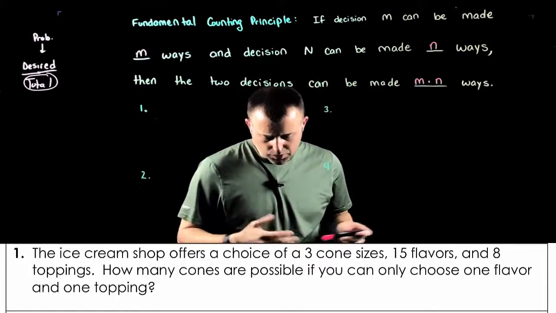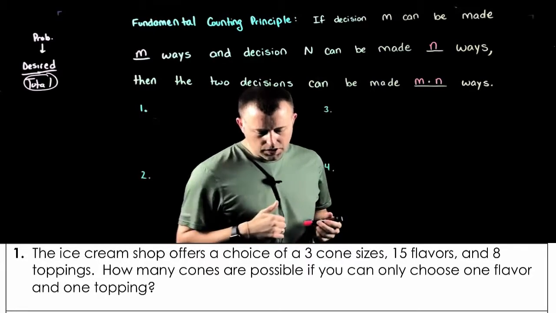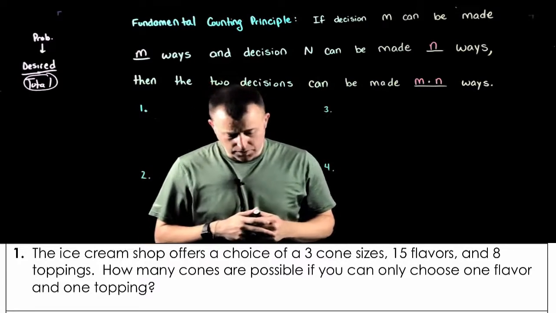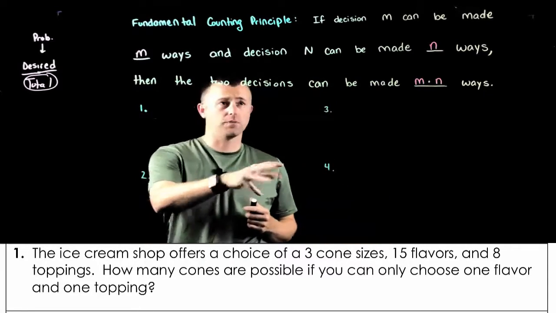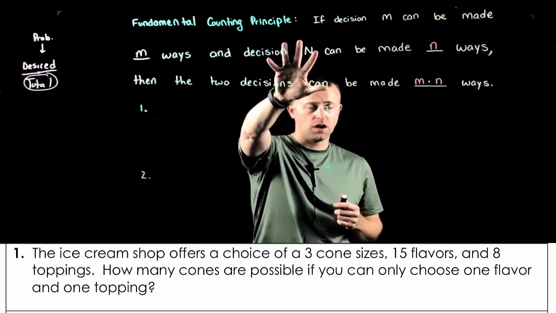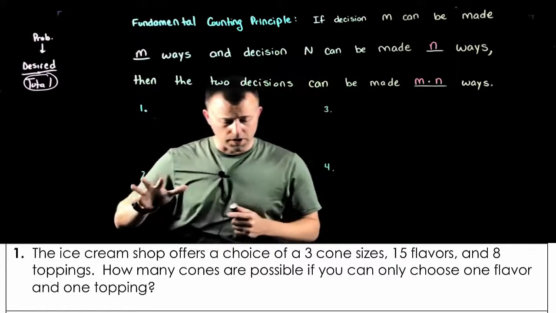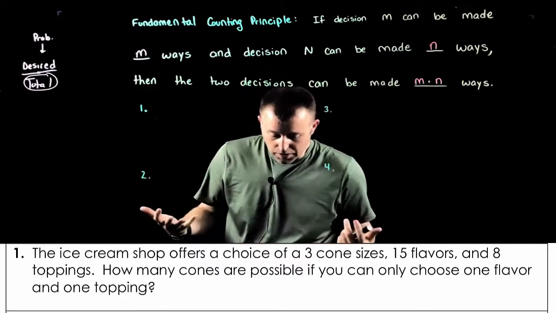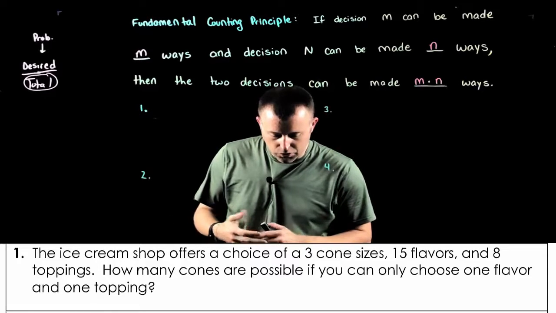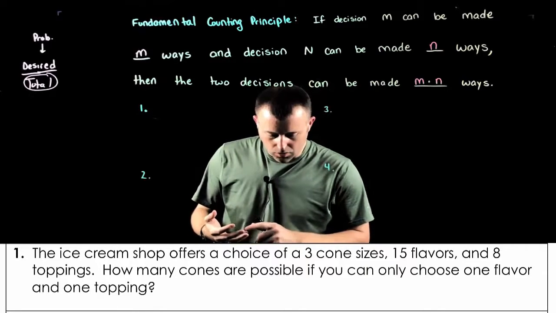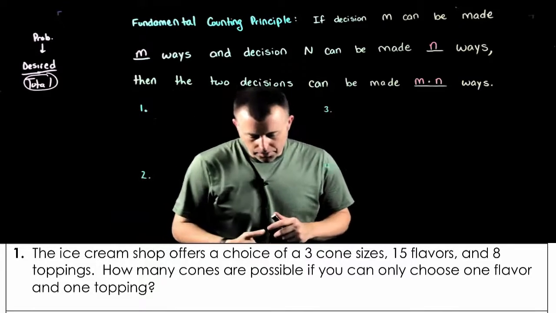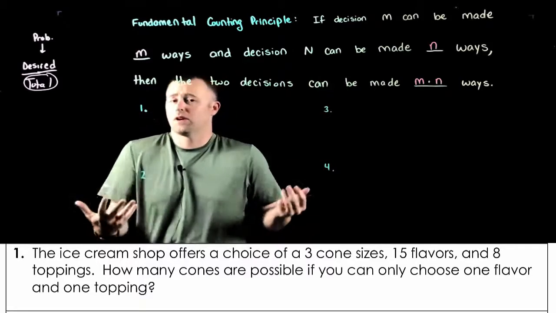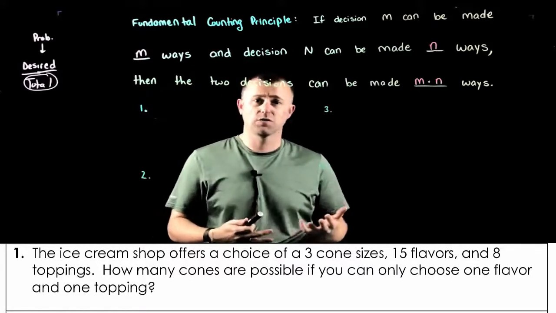Number 1 says we've got an ice cream shop. It offers a choice of 3 cone sizes. That's one option. 15 flavors, that's a second option, and 8 toppings. So we actually have 3 options here, and we can expand on the fundamental counting principle. We have 3 options; it's the same as if we had 2. How many cones are possible if you can only choose 1 flavor and 1 topping? I want to take all these options and combine them to figure out how many complete options there are. It's very straightforward, very basic.